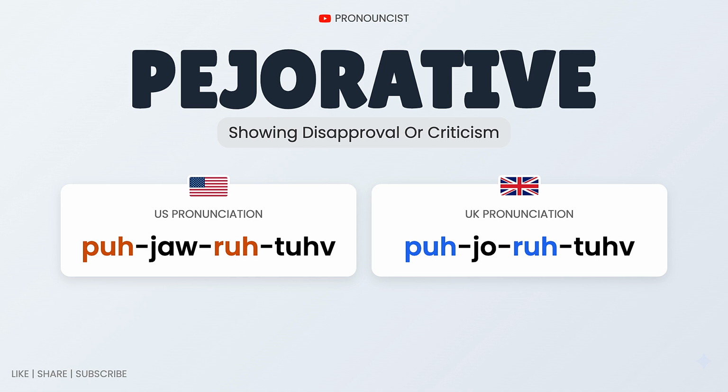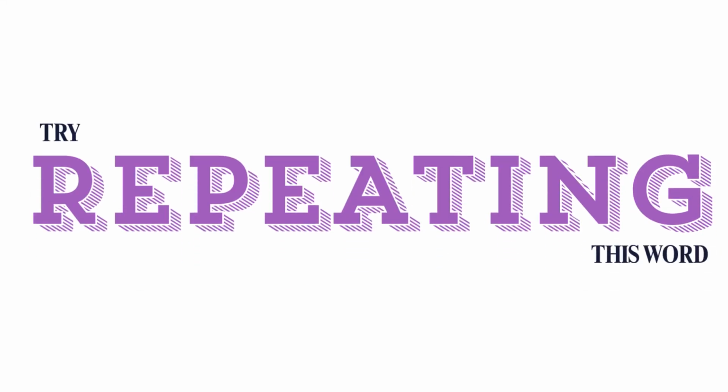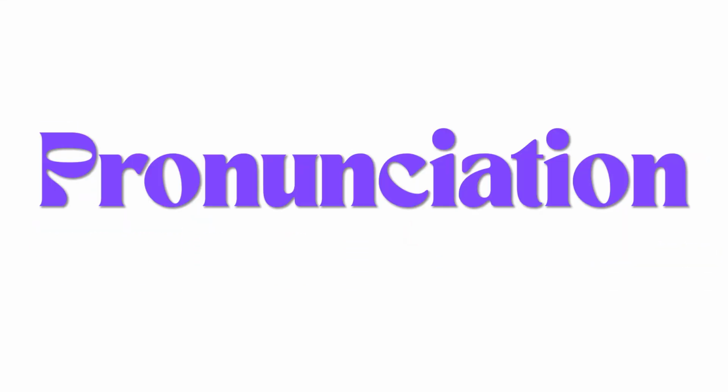The best way to practice is to repeat the syllable multiple times. The meaning of the word is showing disapproval or criticism. Try repeating this word several times to improve your pronunciation.